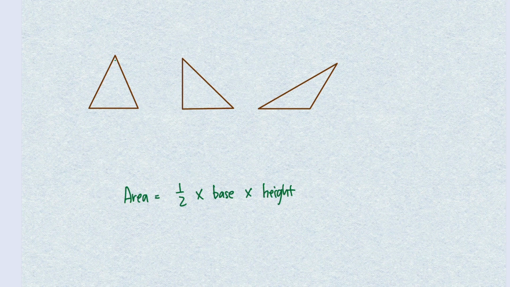So for the first one, the base would be sitting here. For the second triangle, the base would be right here. And lastly, for the third triangle, the base would be here. Now, the height will tell us how tall the triangle is.